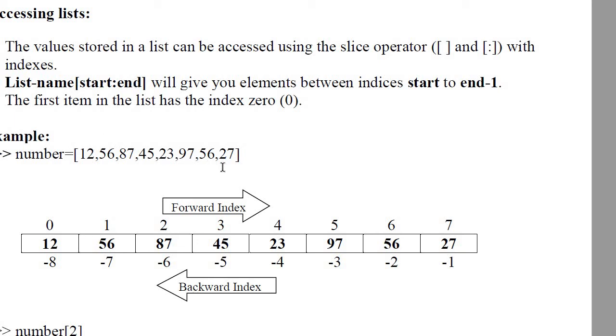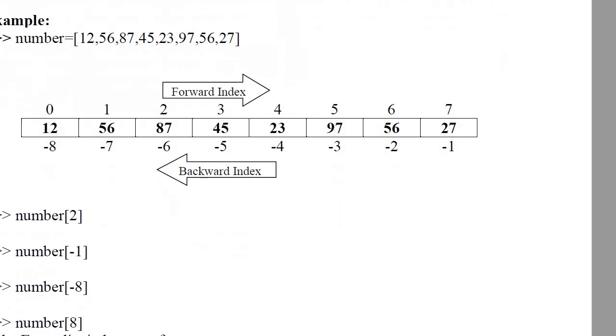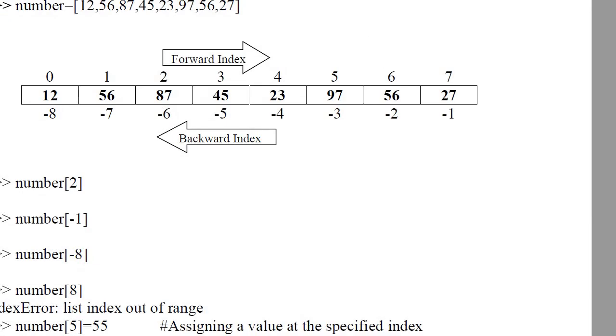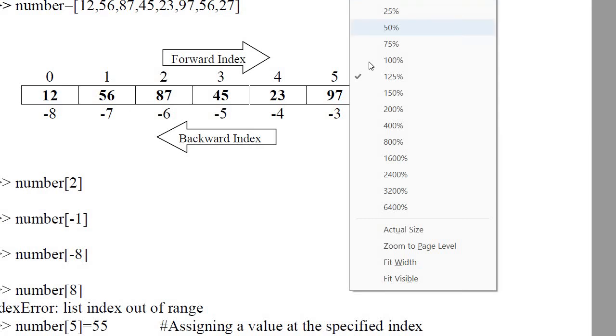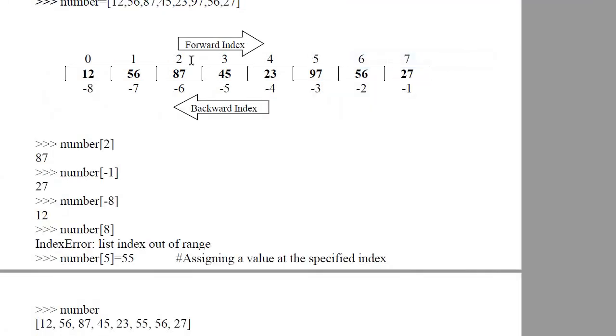Now you can see there are these elements in the list. So how will the index go? The forward index will be 0, 1, 2, 3 and so on till 7. Backward will start from -1, -2, -3 and so on. Now if you want to access the element at index 2, which element is at index 2? 87. So the output comes 87. For the reverse index, if we say -1, the output will be 27. So you can access the index like that.